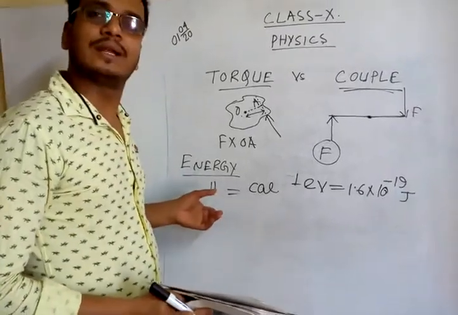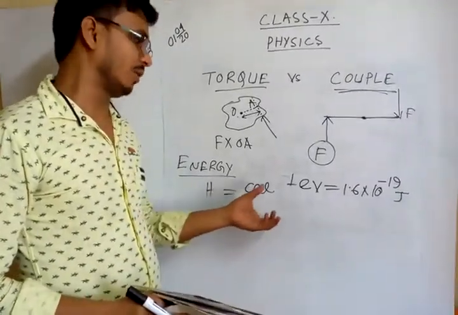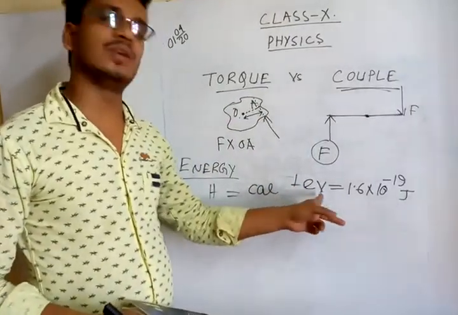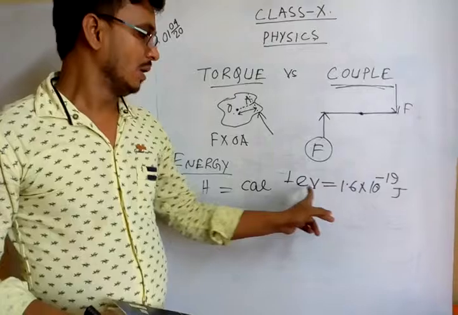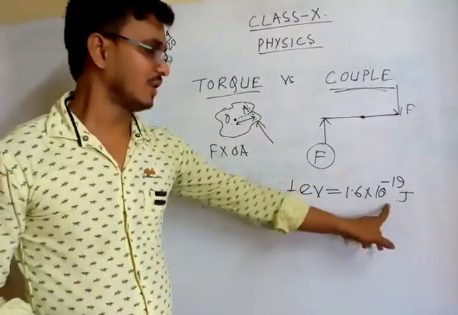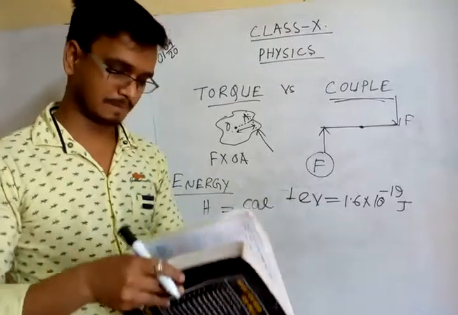In case of heat energy, we calculate in the form of calorie. In case of atomic energy, we calculate in the form of eV, meaning electron volt. 1 electron volt equals 1.6 into 10 to the power minus 19 joule. You have to remember this value for the numericals.